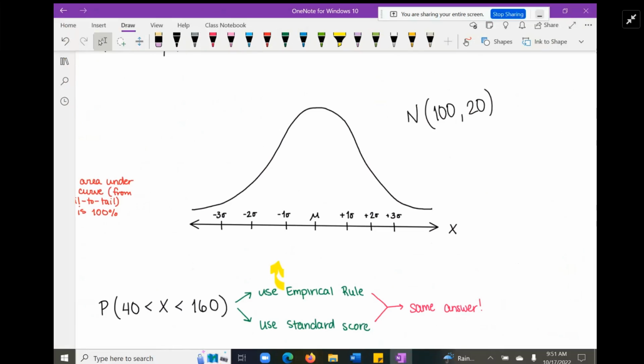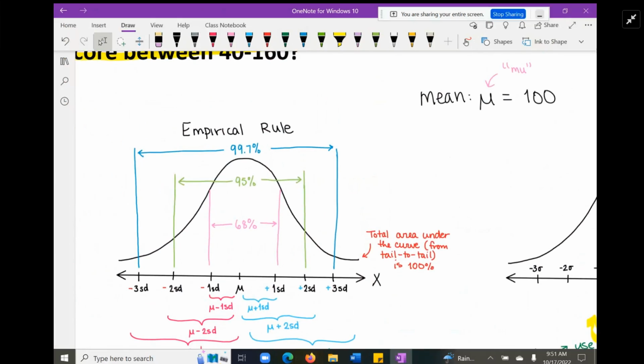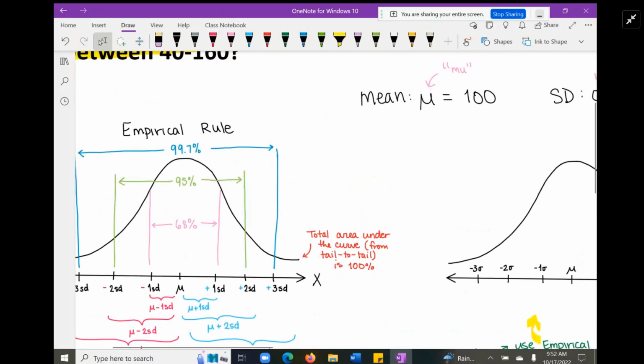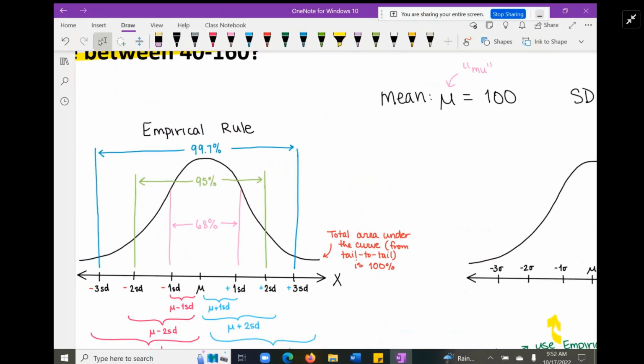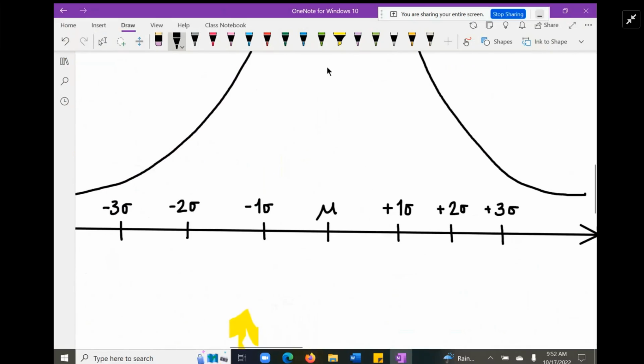So with the empirical rule, as you've probably seen in practice and lectures, you simply take the information that you're given and apply it to the structuring of the normal distribution curve and the axis related to the empirical rule. Notice it's 1, 2, and 3 standard deviations out from the mean. So of course we're going to start with the mean, which again is 100.